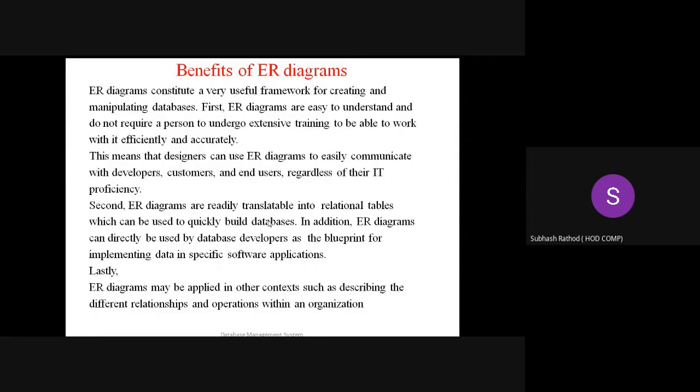Lastly, very important, the ER diagram may be applied in other contexts such as describing the different relationships and operations within an organization.